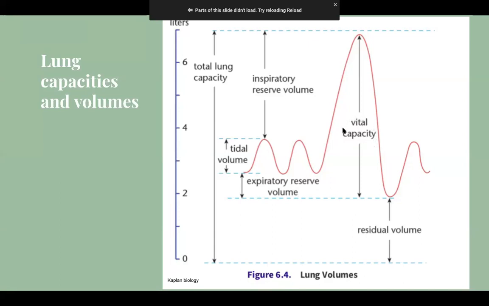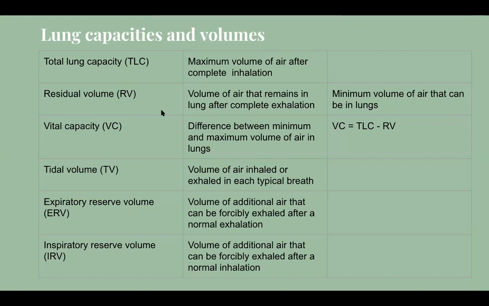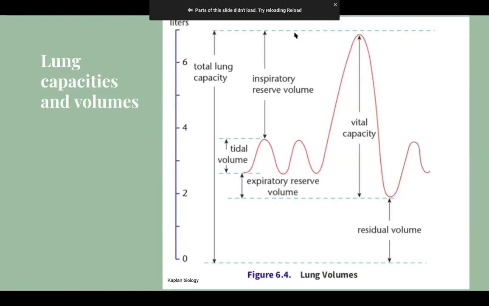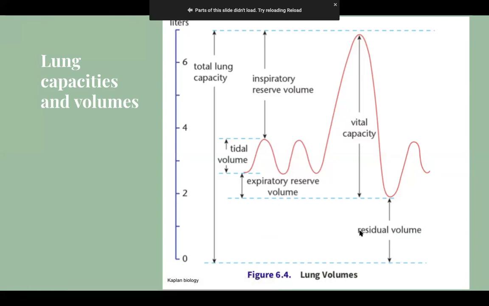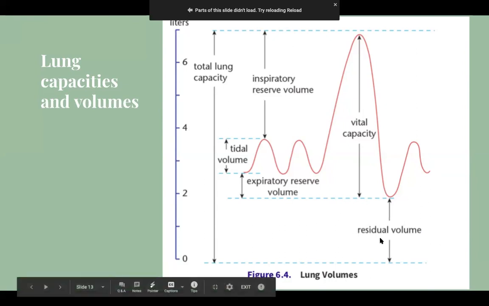And your vital capacity is basically, sorry, let me move on to the next slide. It's just the difference between the maximum volume of air in your lungs minus the minimum volume of air in your lungs. So this residual volume is the minimum volume of air that will be in your lungs at all times. You cannot expire any more air past this dotted line. This volume of air will always be in your lungs.